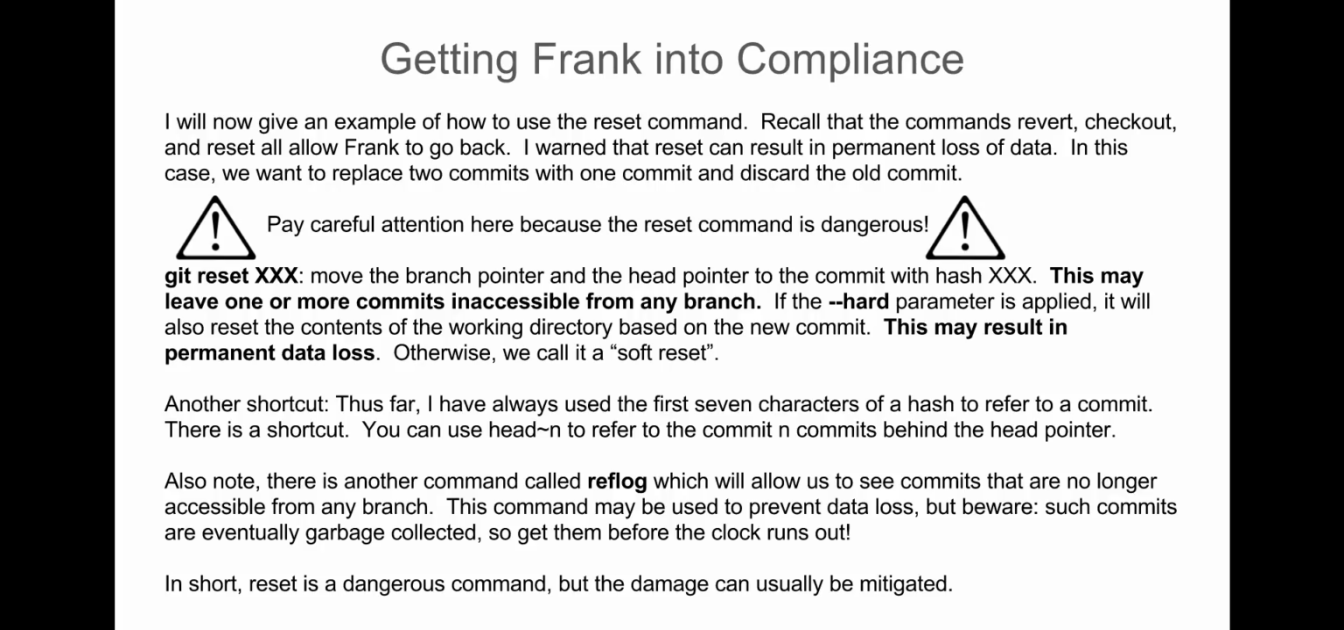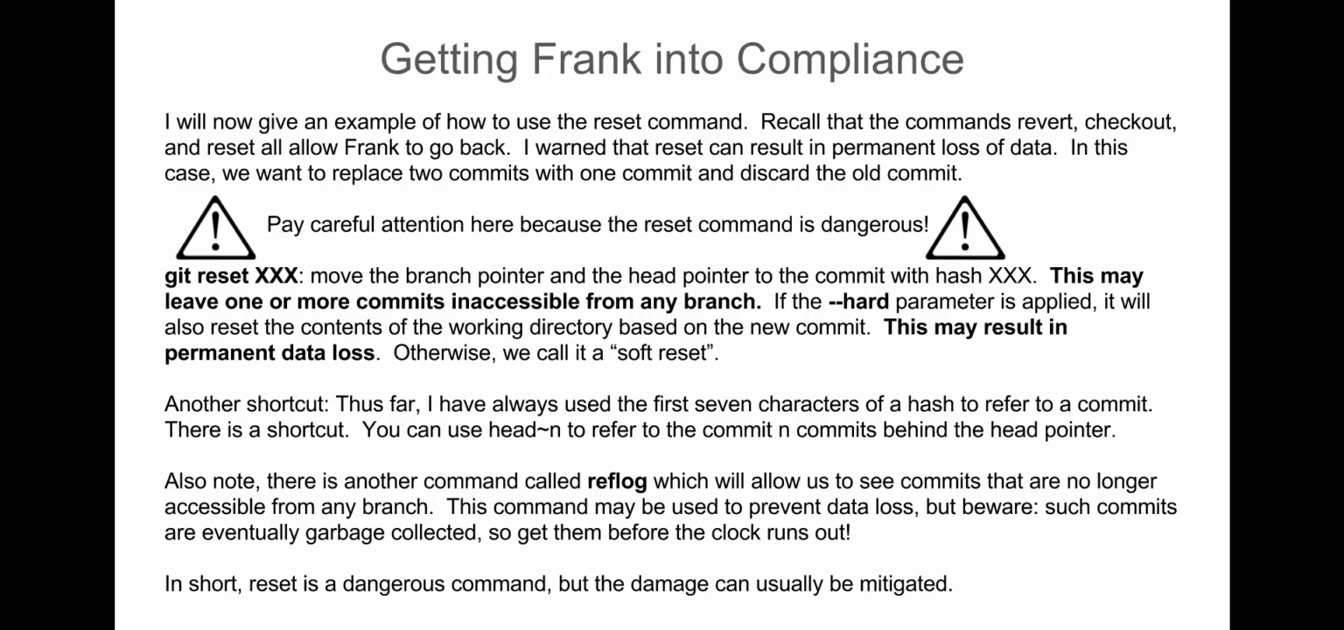And also you should know there's another command called reflog, which will allow you to see commits that are no longer accessible from any branch, that are disconnected from the graph. And that can be used to prevent data loss by moving the head pointer or the branch pointer back to one of these orphan commits as you like, but beware, they'll eventually be garbage collected by Git. So don't just assume that you can always go back and get them. If you realize that you've disconnected a commit you need from the graph, go back and get it immediately.